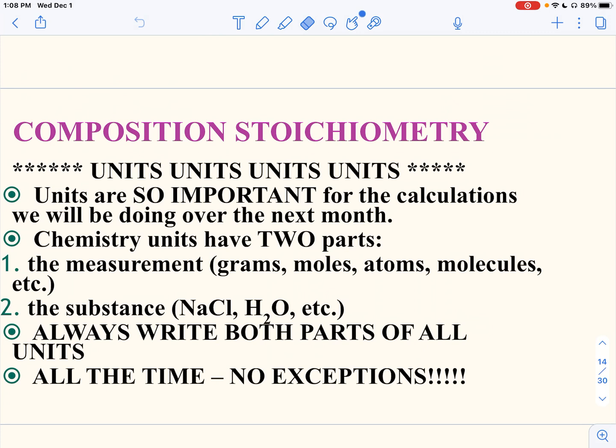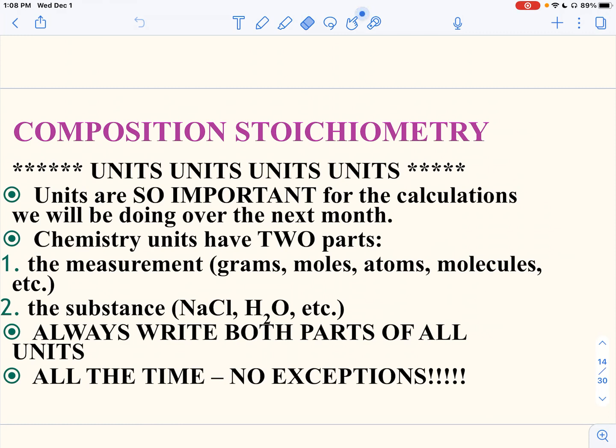What you should have in front of you are your notes, your periodic table, and your stoichiometry quick guide. I'm going to be flipping back and forth between those as we go through this and do the problems. First thing in your notes, you will see this obnoxious disclaimer about units, okay? Units are everything in stoichiometry. What we are doing is converting from one unit to the other. Chemistry units have two parts, the measurement and the substance. So you should always have both parts of your units.